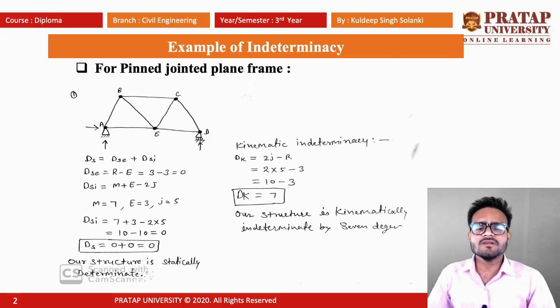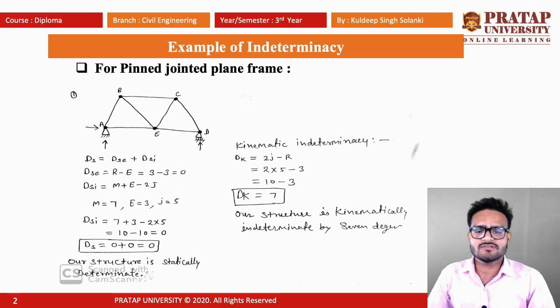Also we can calculate kinematic indeterminacy for this case. DK is the kinematic indeterminacy formula for the 2D truss case. The formula of DK is equal to 2J minus R. J is the same number of joints. How many joints? 5: A, B, C, D, E. And R is the same number of external reactions. There are 3 reactions available.